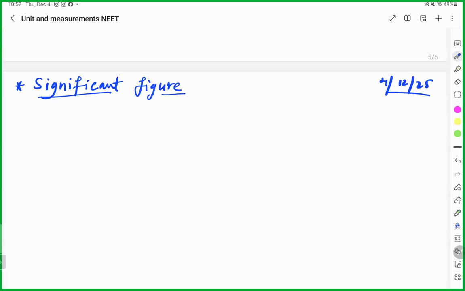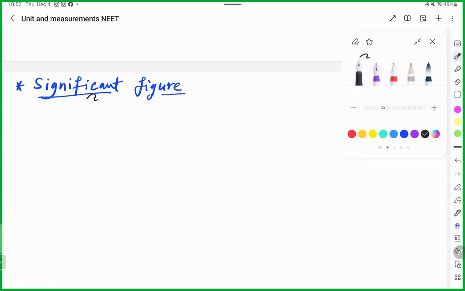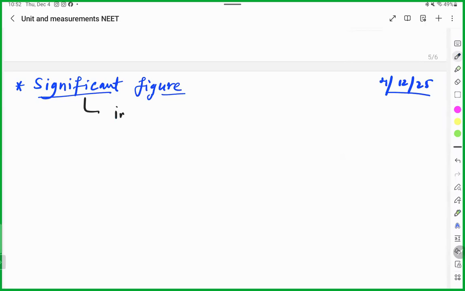Yeah, done, guys. So now we can focus on our study. Significant figure means how many digits are really important. When we say significant figure, how many digits are important digits, you can say. It is significant figure, as the name suggests. And to know the rule, we will solve more questions.